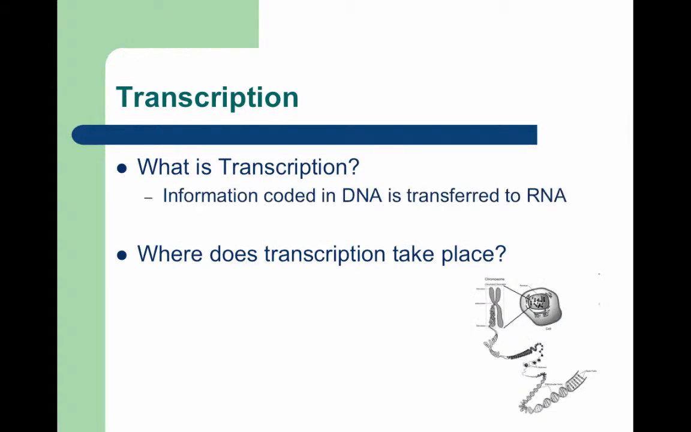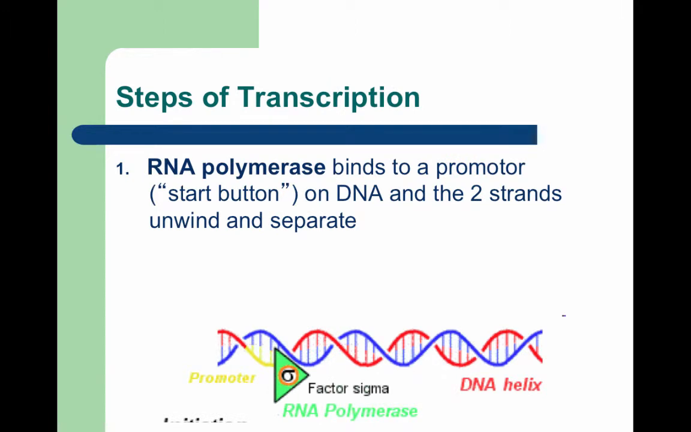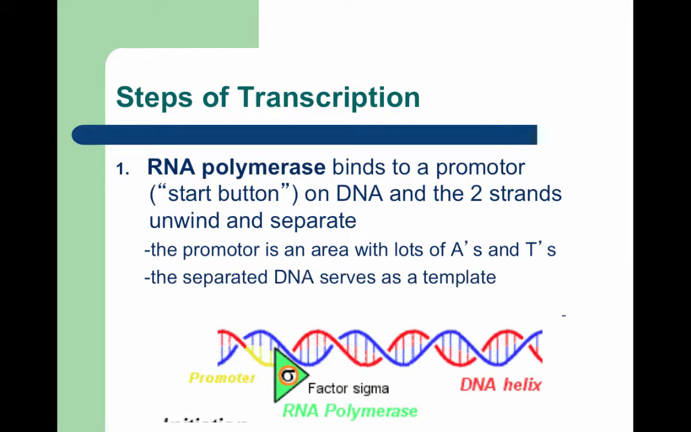So transcription is when information coded in DNA gets transferred to RNA. This happens in the nucleus of our cells. This starts with RNA polymerase binding to a promoter, a sequence on our DNA strand, and it unwinds the DNA just like DNA helicase does, but this is RNA polymerase. The promoter is an area within the code with lots of A's and T's. And then the separated DNA, as it's unwound, serves as the template for the mRNA strand.